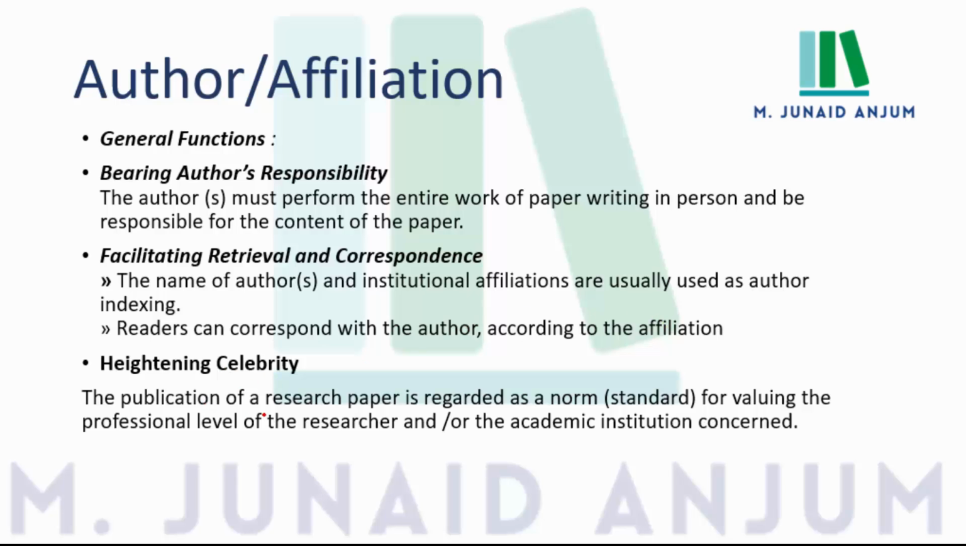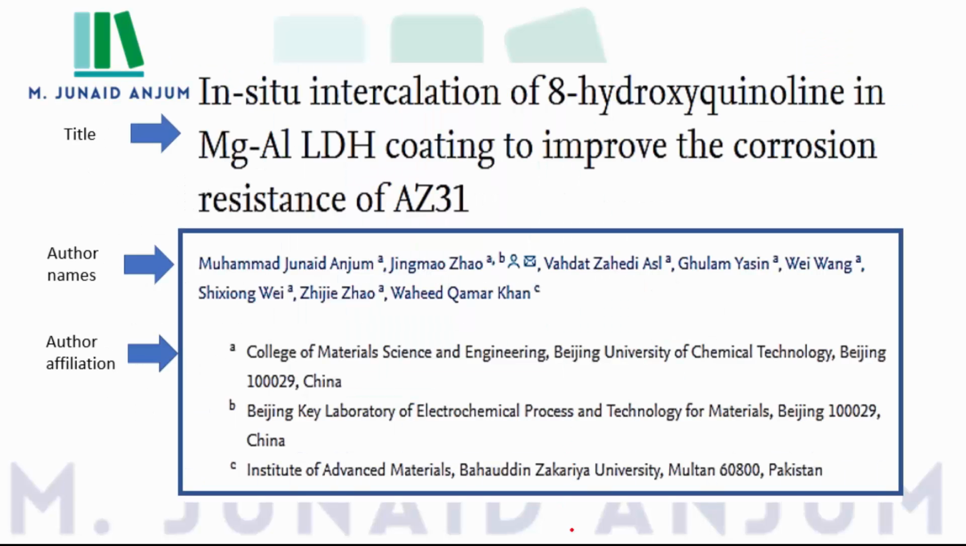Highlighting celebrity. The publication of the research is regarded as a norm for valuing the professional value of the research or the academic institution concerned. This is the example of author's name. You can see that this is title, author's name, and the affiliations. You can see that A, B, you can separate different affiliations or indicate the different affiliations with the authors.